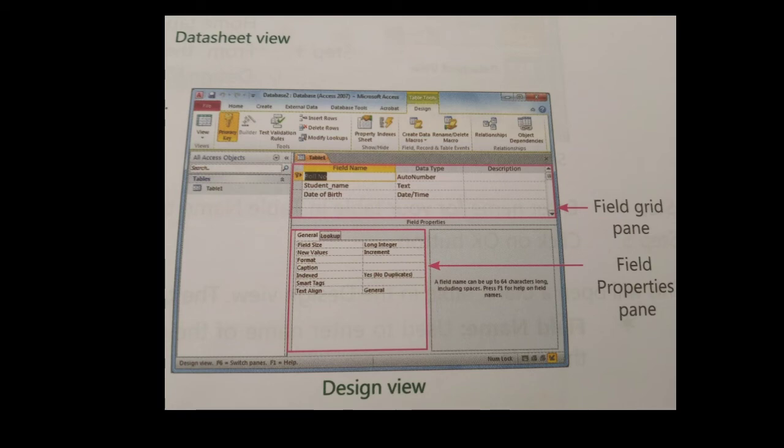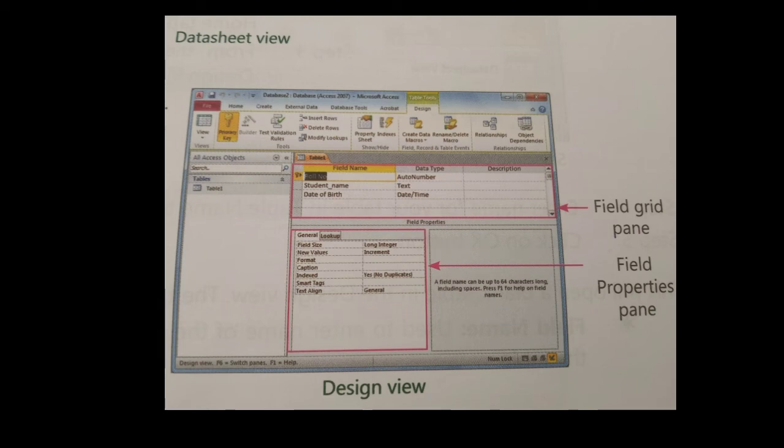We talk about field grid pane. It is used to define the field name and their data types. Next one is field properties pane. It is used to set the properties for the field defined in the table.